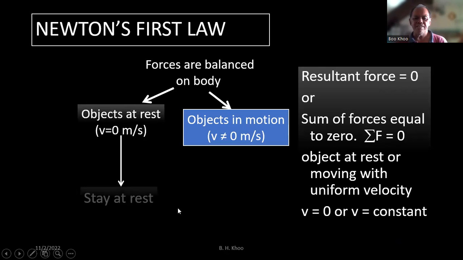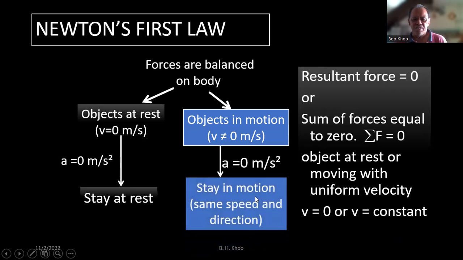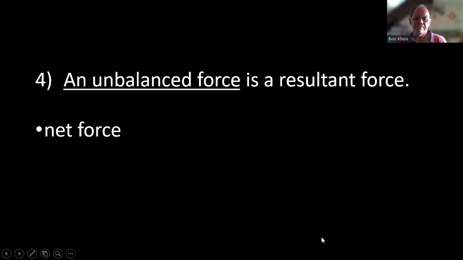And summarized by this diagram, if it's at rest, it stays at rest. No resultant force, no acceleration. So it remains in motion, that means same speed and direction, or you say uniform velocity. Right? The resultant force, or some people will call it the net force. Different terms are used as well.